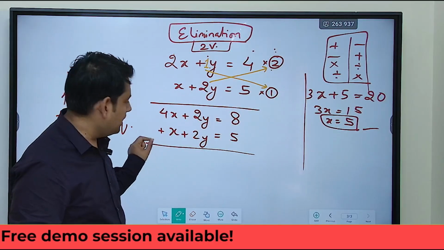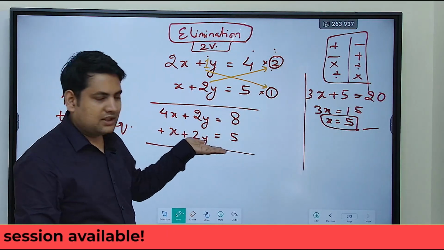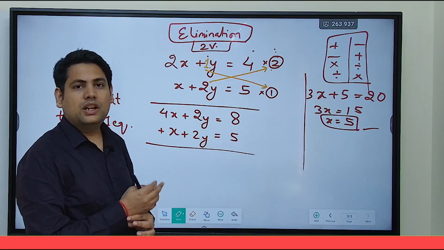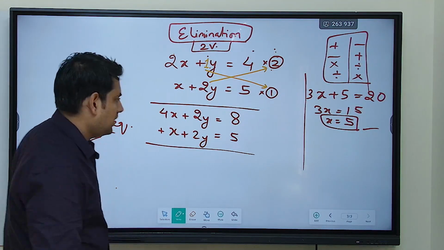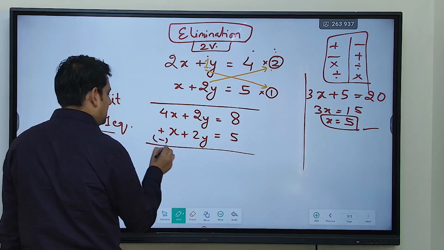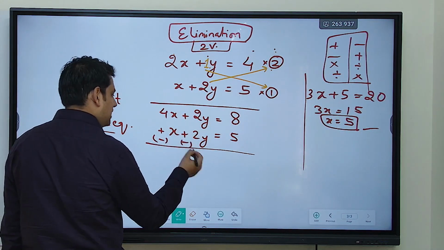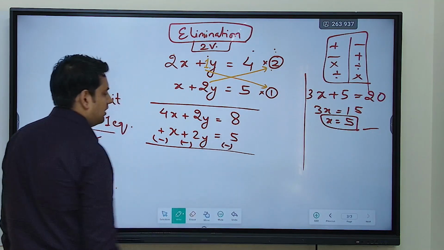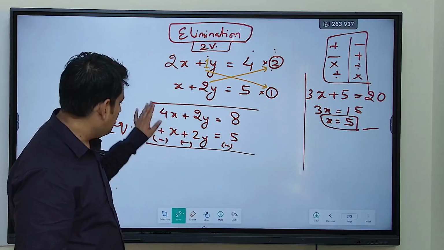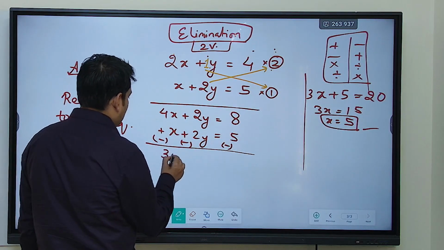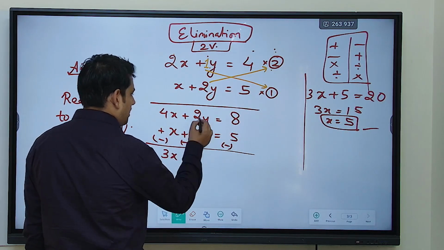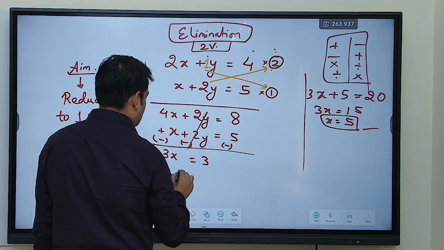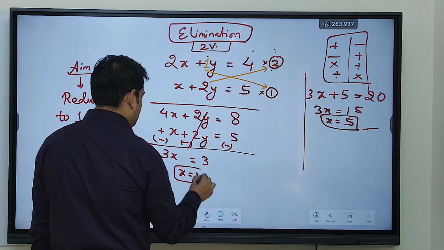You simply change the sign in the lower equation, that is, just the opposite sign. So you see plus here, you write minus here. You see plus here, you write minus here. If nothing is being shown, then it is plus, you write minus here. That's it. Now you just subtract it. What did you get? 4x minus x is 3x, plus 2y minus 2y cancel out. 8 minus 5 will be 3. So you get x is equal to 1.